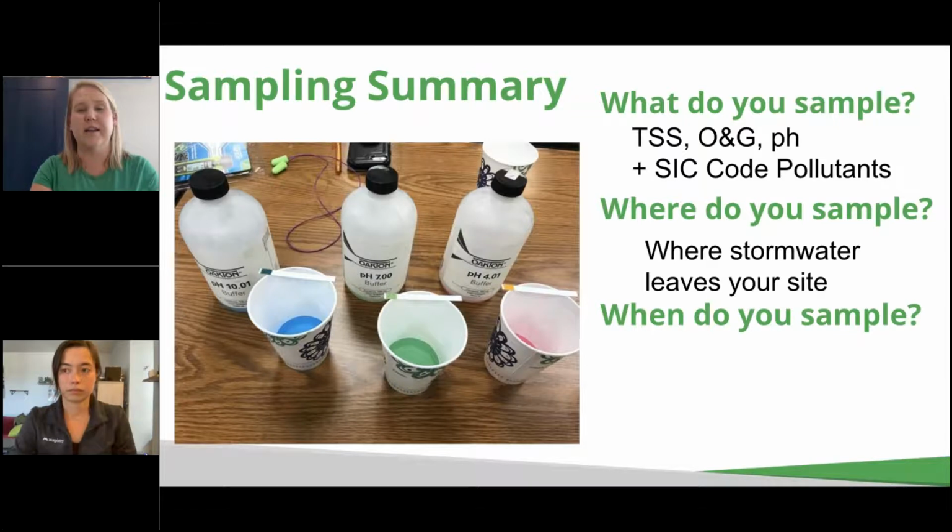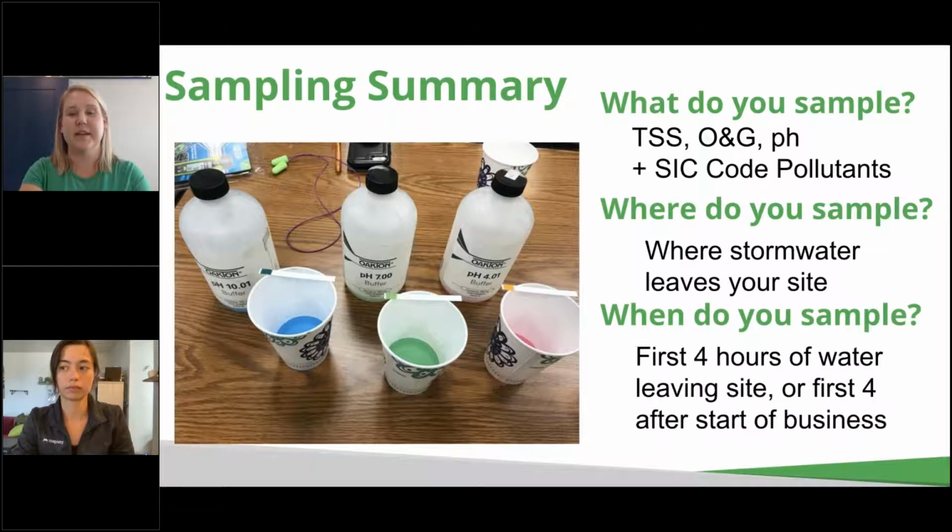If you have a lot of discharge locations, your SWIP may describe what's called representative sample reduction, which says basically, hey, all these discharges are the same, so I'm going to sample this one. And then when do you sample? Again, the first 4 hours of water leaving the site, or the first 4 hours after the start of business, if the rain started the night before.